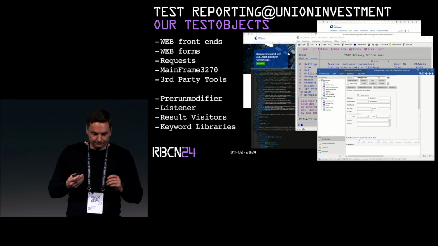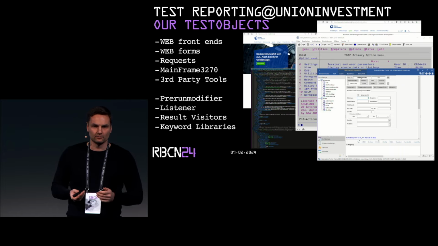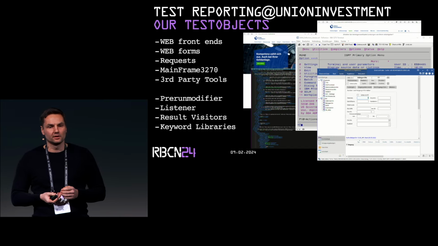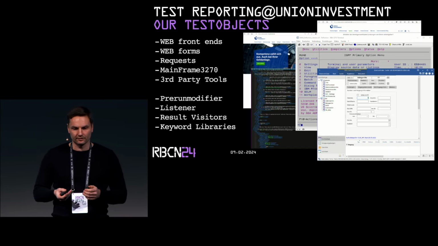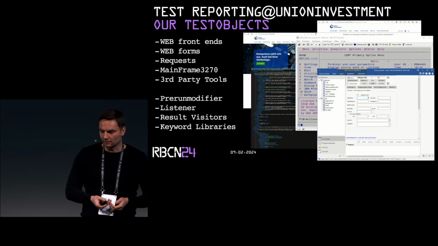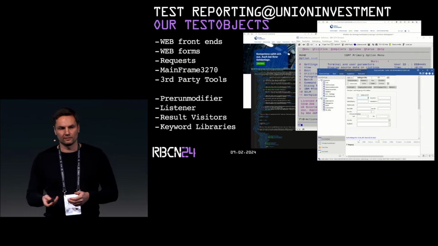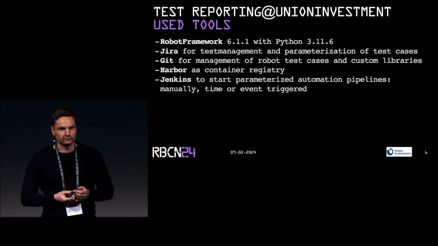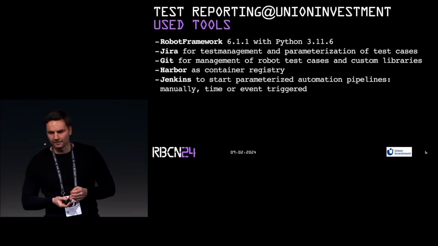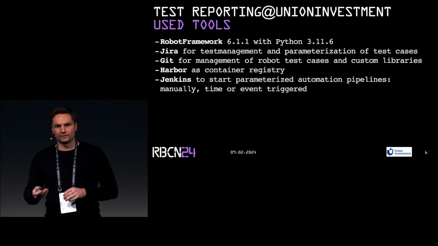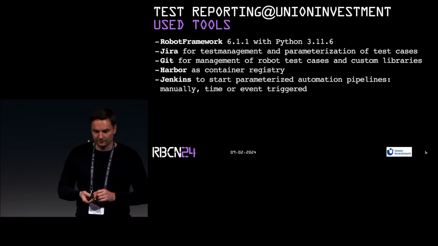Not only are open source libraries in use, of course we need to implement some ourselves. And we're using all the possibilities Robot Framework offers, like pre-run modifiers, listeners, result visitors, or even custom developed libraries. We're working at the moment with Robot Framework 6.1 and Python 3.11, and of course we're planning to upgrade to 7.0 in the next days.